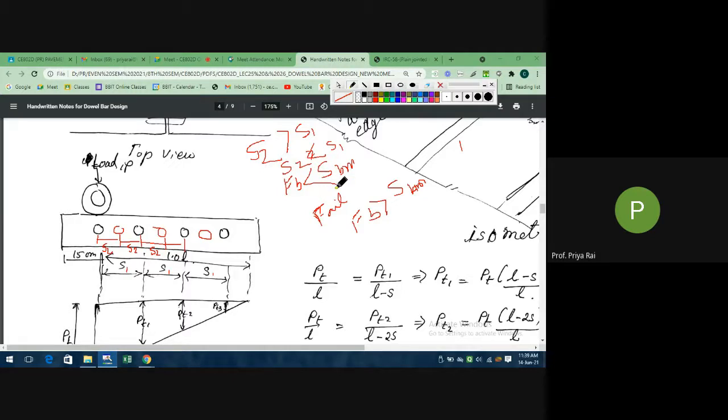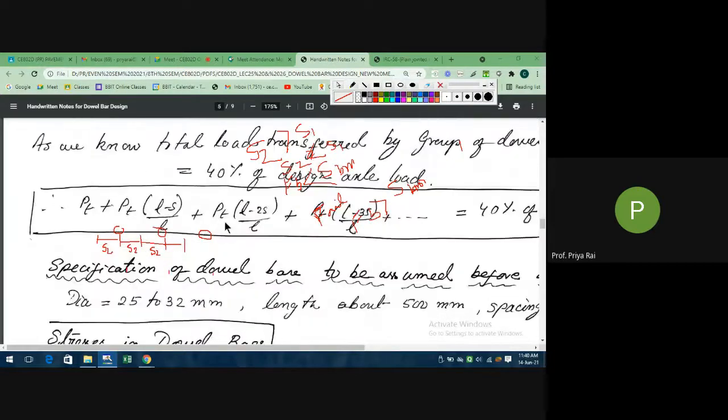So we will go to the SBM term. That means we have to reduce this SBM. For that, what will we do? We will increase the number of Dowell bars. How can we increase? By reducing the spacing. Initially it was S1, now the new spacing. In this equation we will put the new value of S, which will be lesser compared to the first trial. Clear?